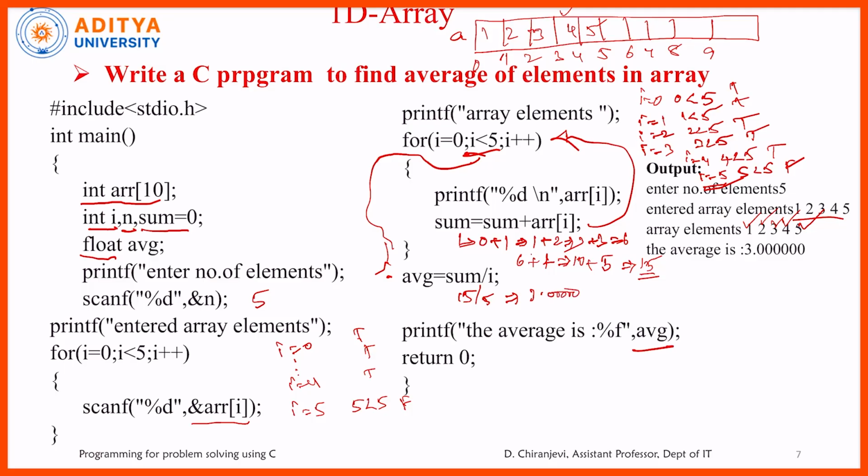So if you print average, you will get 3, because the integer value you are storing in float will be printed as a decimal, 3.60. Then when it reaches return 0, it means program execution is over, so it will terminate.